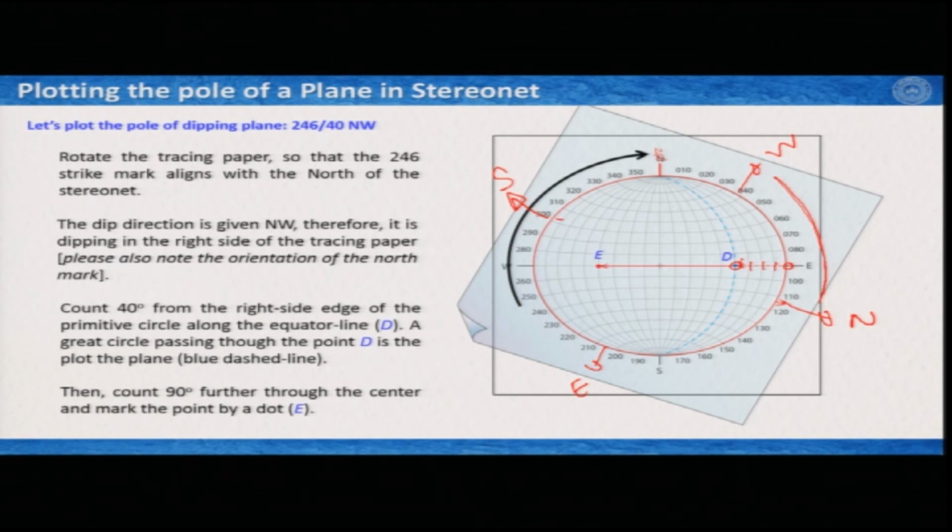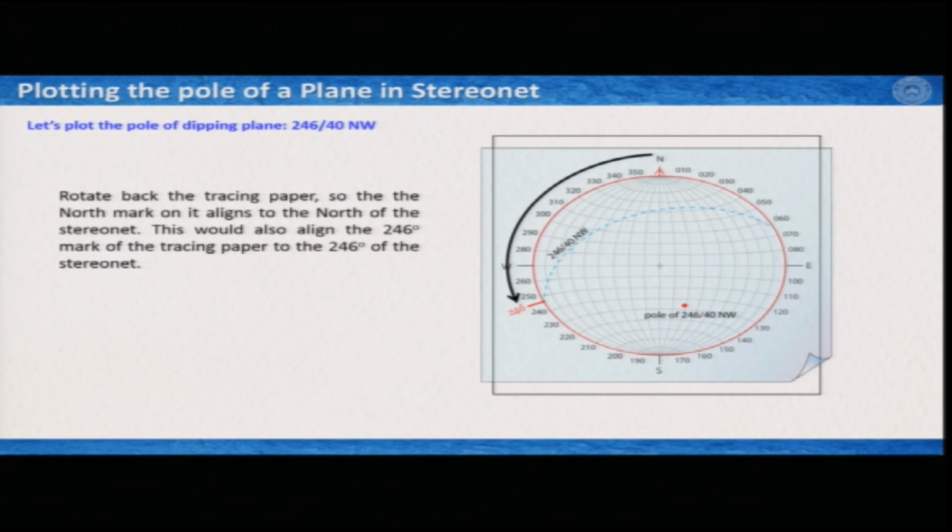The pole is 90 degrees added from the dip point towards the center of the primitive circle. So, we further proceed counting 90 degrees from this point. 10, 20, 30, 40, 50, 60, 70, 80, and we come to 90. Did I make a mistake? 10, 20, 30, 40, 50, 60, 70, 80, 90. No, it is right. So, this must pass to the center of this primitive circle, and this point E you can mark by a dot.